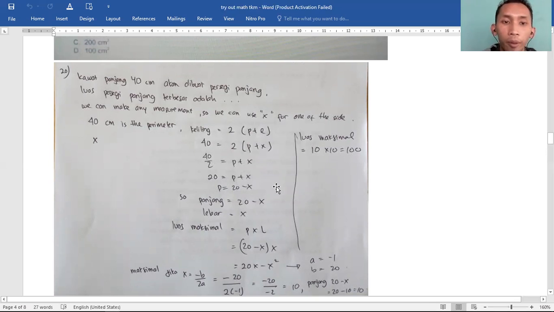So this is the real step, but I can give you a shortcut. If you want to make a rectangle with the maximum area, it is when you make it a square. So 40 will be maximum if you divide it by 4. So the side is 10. So of course the area is 100. Okay.